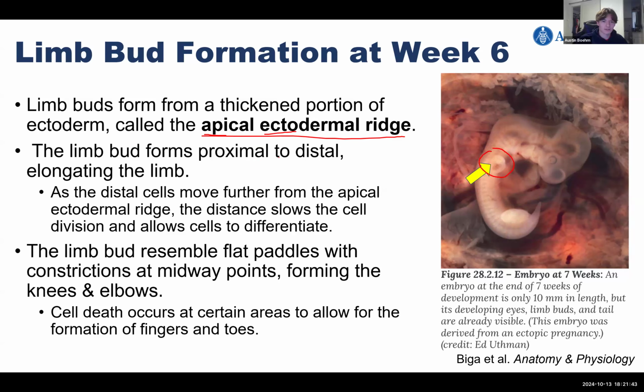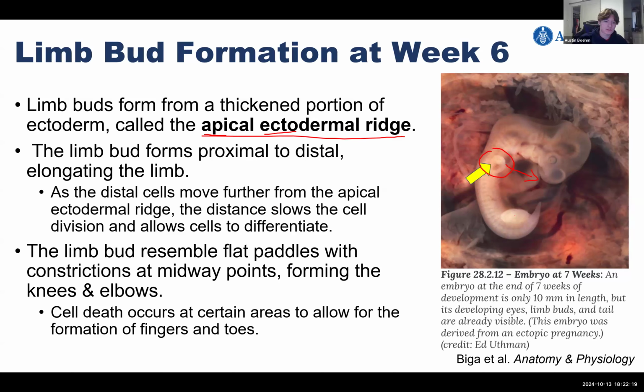Now, as the limb buds develop, it's a bit complicated, which is a bit outside of the scope of what we need to know, but it starts proximal to distal, which essentially just means it starts close to the body, and then it slowly grows its way out. And as those cells on the end work their way out, they're going to get further from that apical ectodermal ridge, and it's going to slow down the dividing of the cells, which I think is essentially due to them getting less of those hormones that are central and important to the development of things.